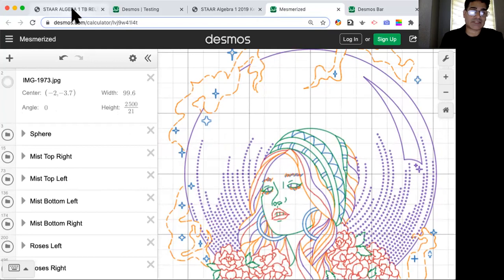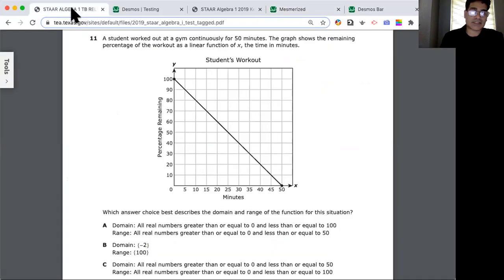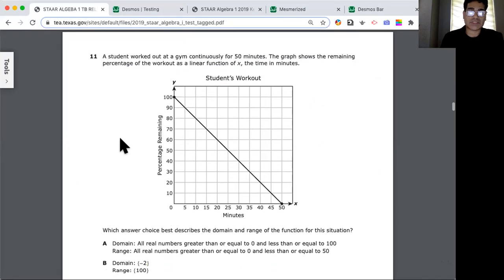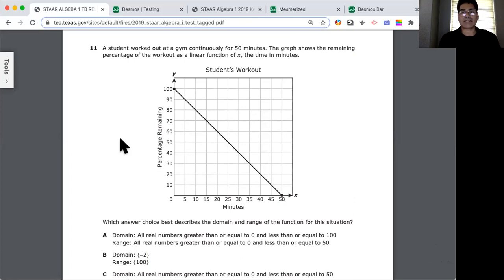In the state of Texas, that is the Texas STAAR, the State of Texas Assessments. We are going to continue with number 11. Keep in mind, in this series we try to look at how Desmos can help us answer test-related questions. Desmos does not lend itself to doing all of the problems, but a good number of the problems can be done using the online graphing calculator.